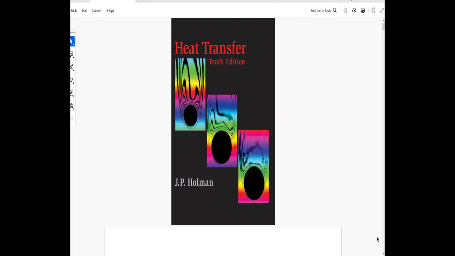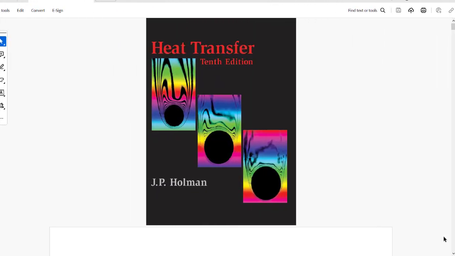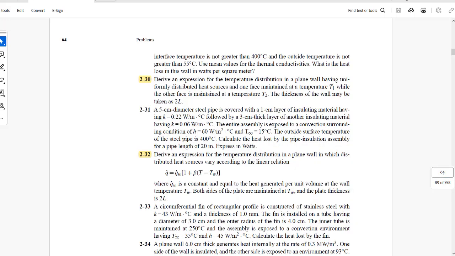Hey guys, in today's session I want to solve another problem in heat transfer. But as always, let me introduce the reference, which is the 10th edition of the book Heat Transfer by J.P. Holman. I'm going to go to page 64 to solve problem number 30.